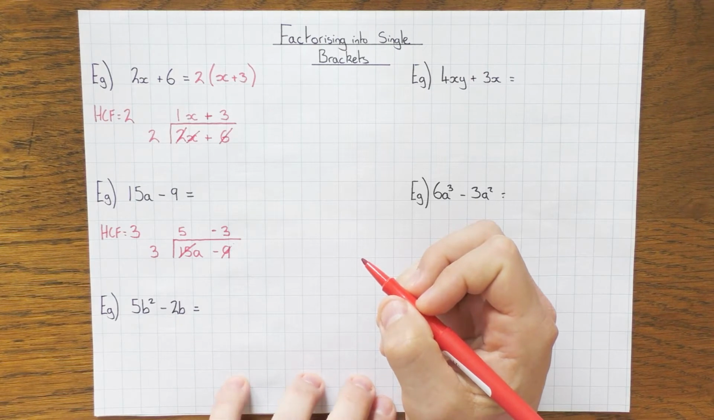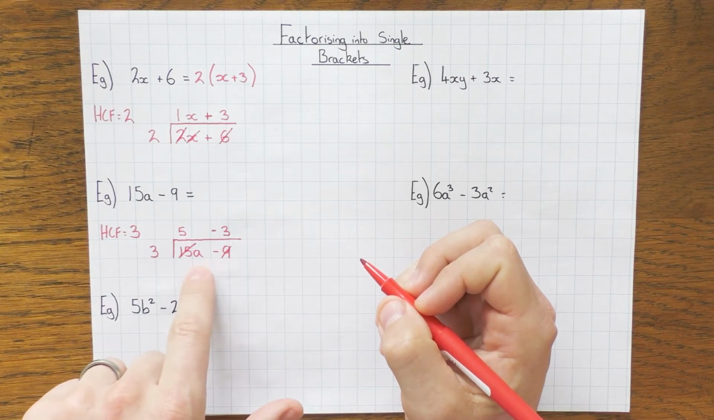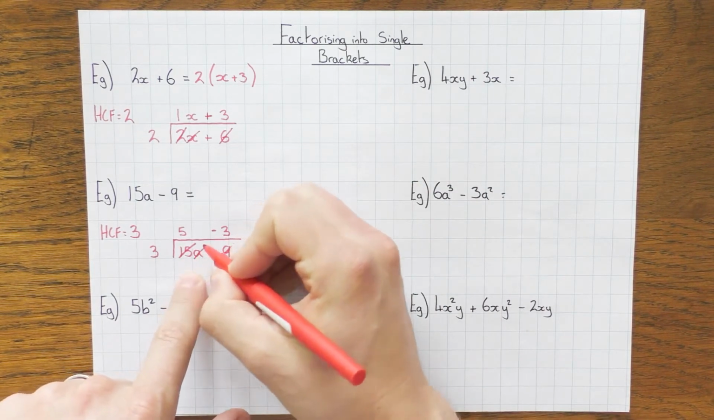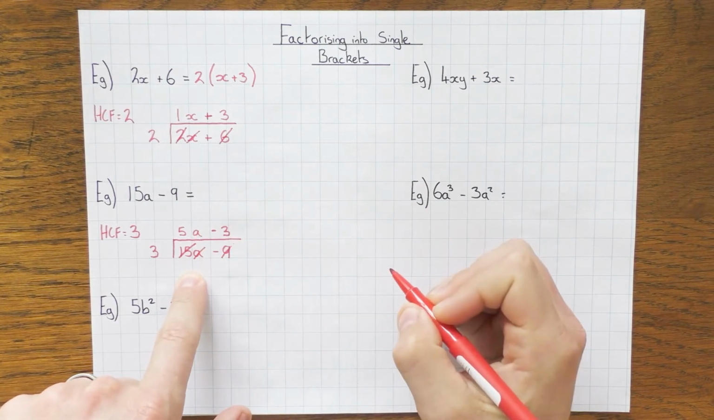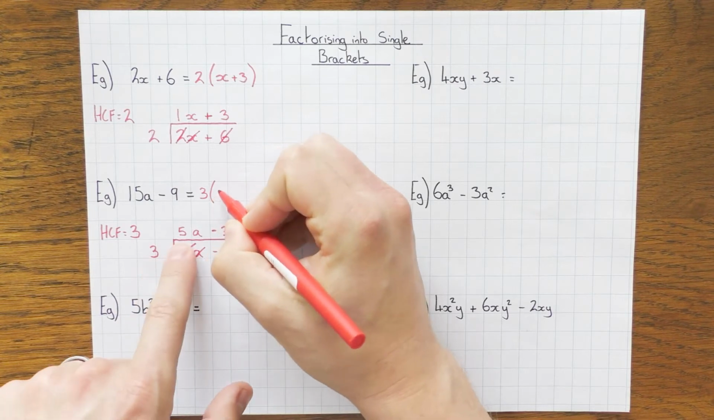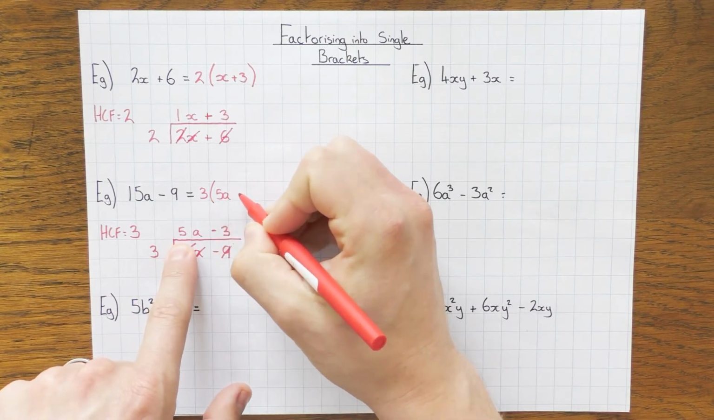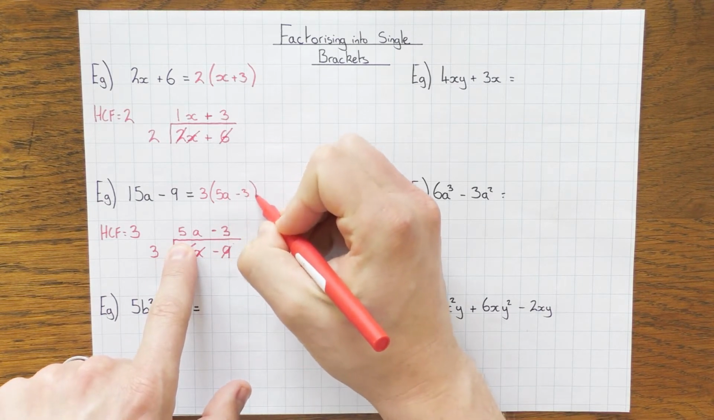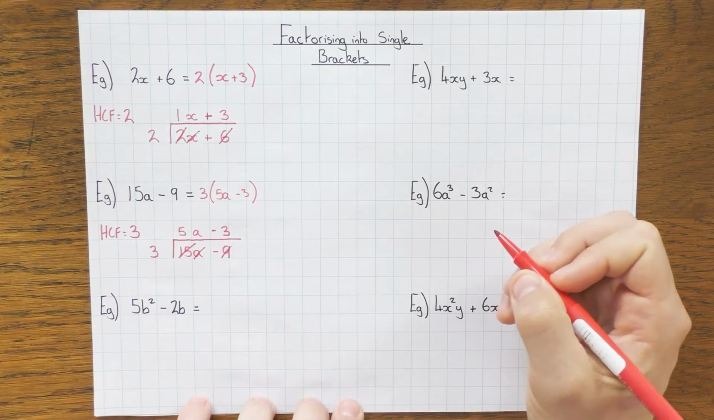And then we can deal with the letters. Again, there's only one letter left here, which is a. I can't do anything with that, so that goes up there. And we write our answer, 3 on the outside, and then whatever's on top, in this case 5a minus 3, goes inside the brackets like so.